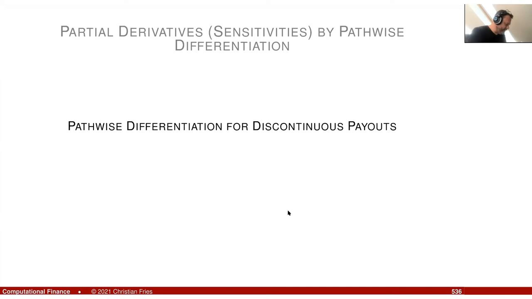Okay, I still have another remark, a short remark before we do the likelihood ratio method. For the pathwise differentiation, it looks as if it is not allowed that f prime or f has discontinuities. Yeah, so f prime must exist except for a null set. So I can have a kink, but I am not allowed to have a jump.